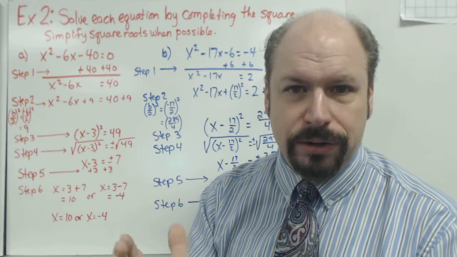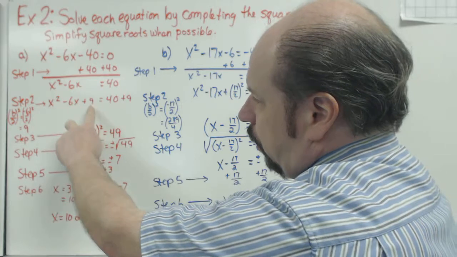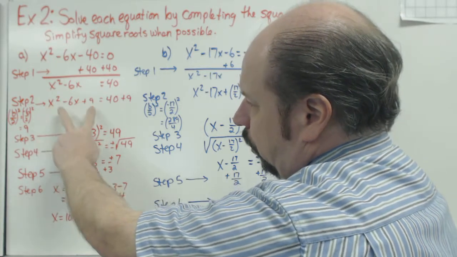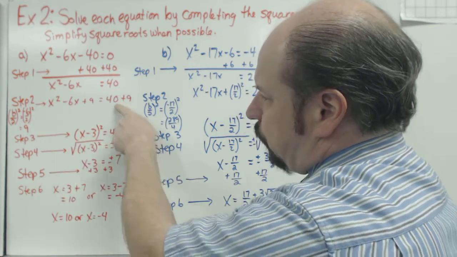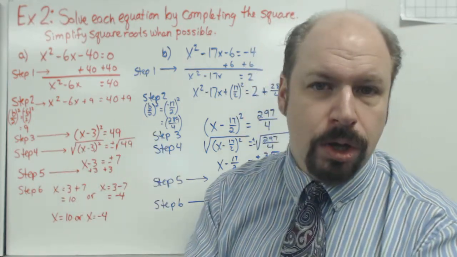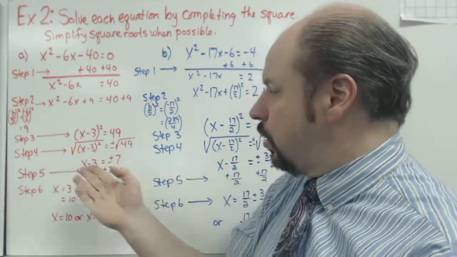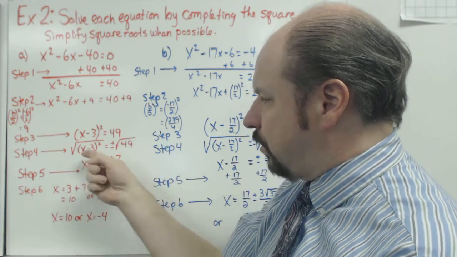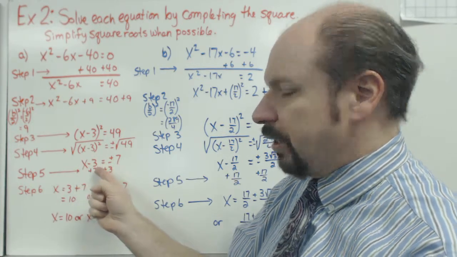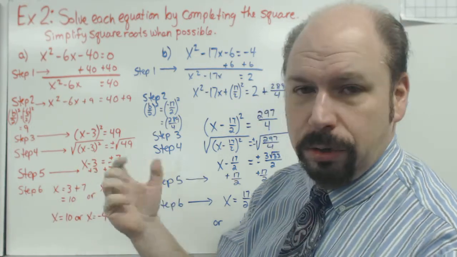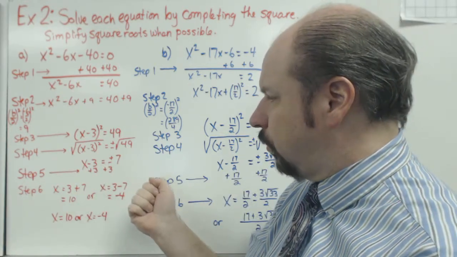Now go ahead and rewrite this side as a perfect square. So the b value was 3, so it ends up being (x minus 3) quantity squared equals 40 plus 9, which is 49. Okay, now remember step 4 is we want to take the square root of both sides. So when we take the square root of both sides, remember the square root and the square cancel each other out, and you end up with just x minus 3 on this side. And over here, we have the square root of 49, which is plus or minus 7.